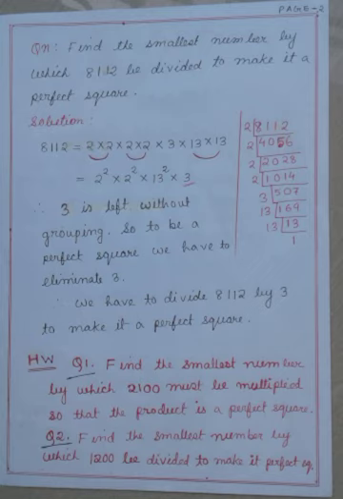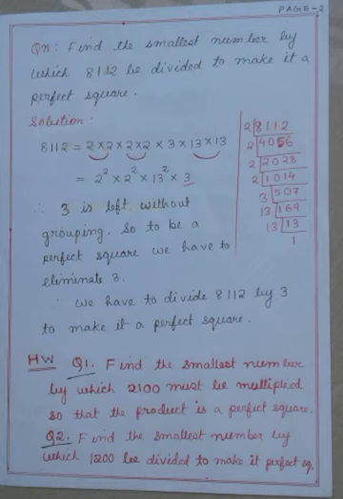Next question, find the smallest number by which 8112 should be divided to make it a perfect square. For the solution, we will first find the prime factors of 8112. 8112 is divisible by 2, so we get 4056. Again, 4056 is divisible by 2. We get 2028, which is divisible by 2. We get 1014, which is divisible by 2 again. We get 507. If we divide 507 by 3, we get 169.